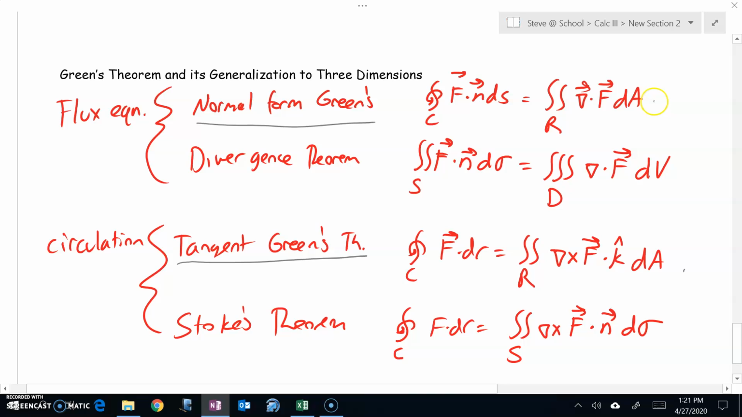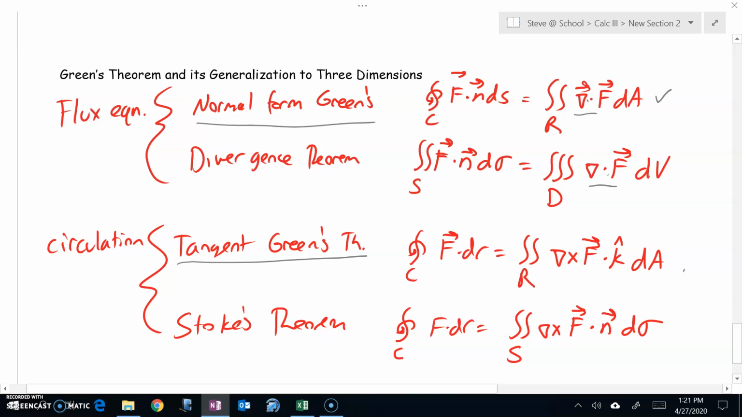Notice how the normal form uses the divergence, the gradient dotted with f, and then even the divergence theorem uses the same thing. The only difference is this is 2D versus 3D. This is the area of the curve that's in 2D. This is the volume of the region in 3D. That's the only difference here. And I hope you guys noticed that when we were doing the problem. We still found the divergence and did the integral.